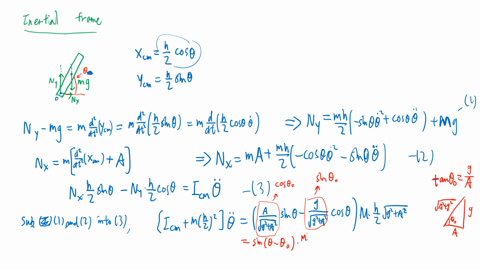Times m h divided by 2, times this square root factor here. Okay. So this equation cannot be solved analytically, but here at least you can see that there's a differential equation that relates this theta double dot with a function of theta. And in fact, it looks pretty much like a pendulum equation, but without a minus sign in front.